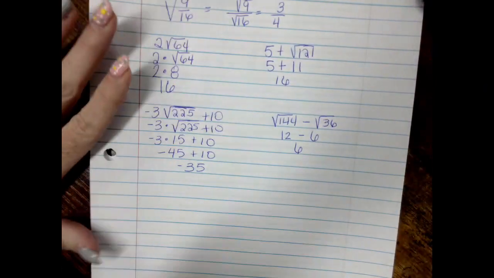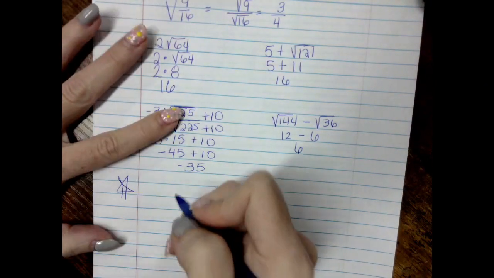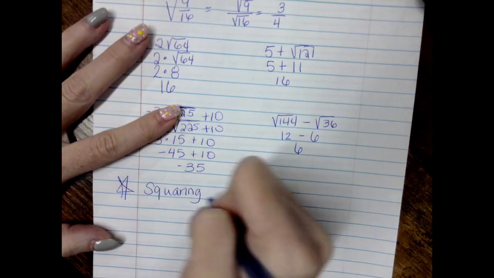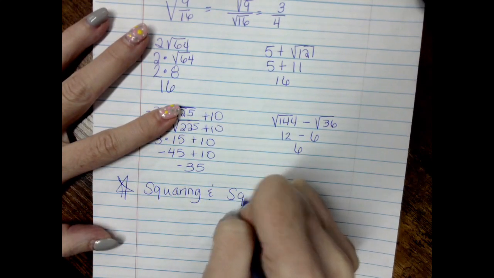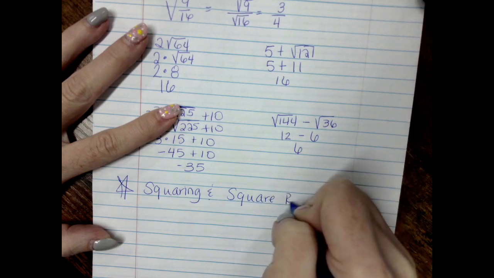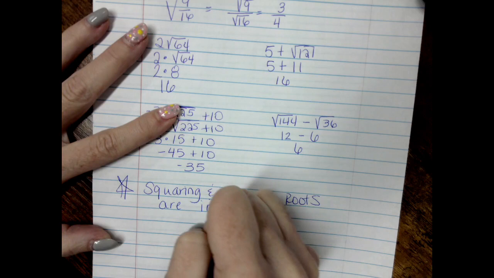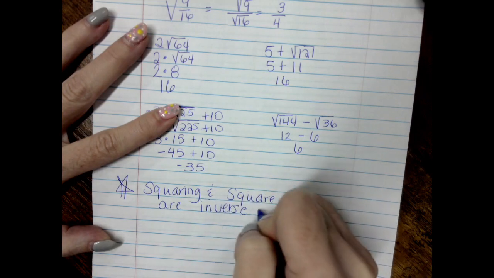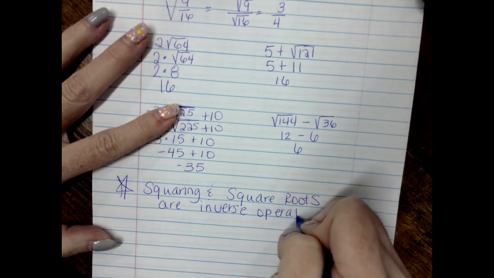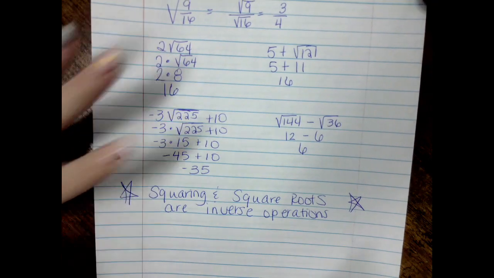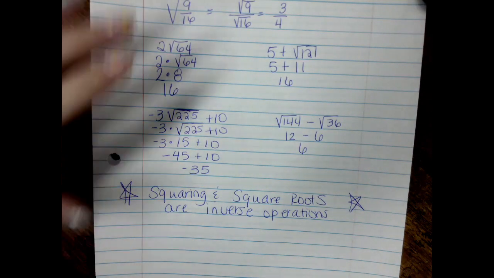Okay. Here's something very important. Squaring and square roots. They are inverse operations. They undo one another. Just like adding and subtracting, multiplying and dividing.